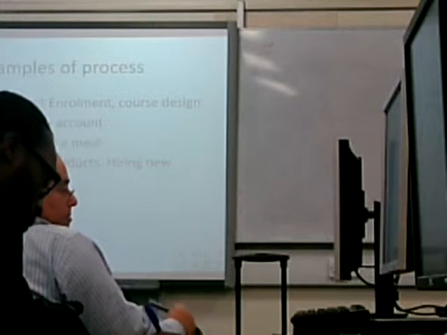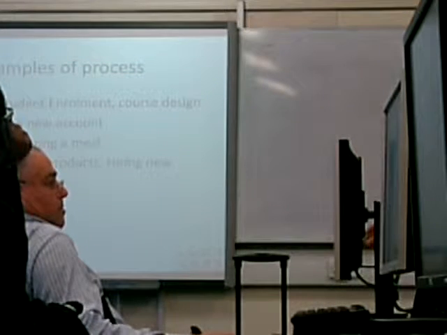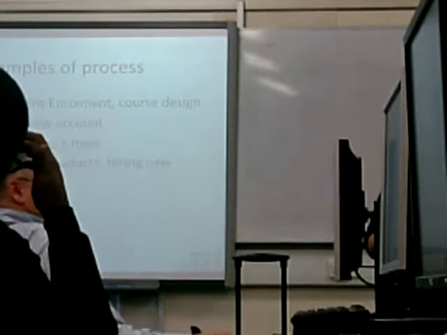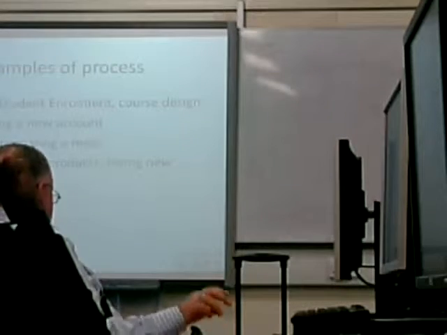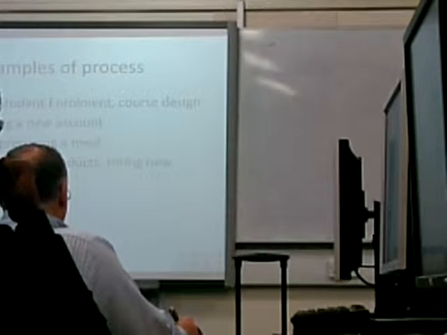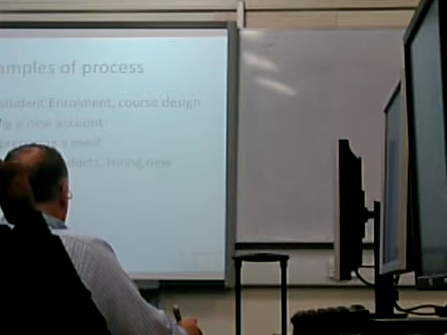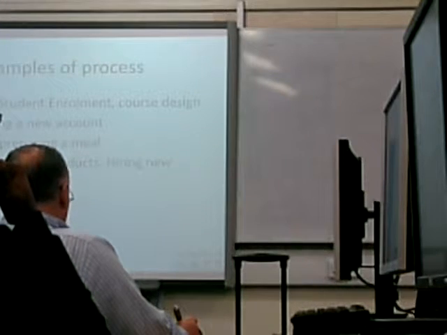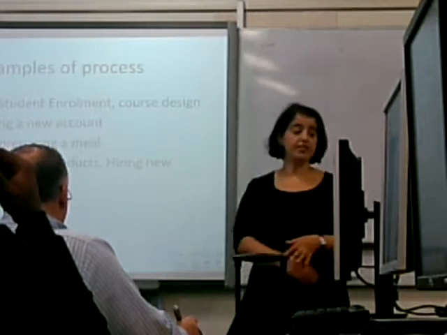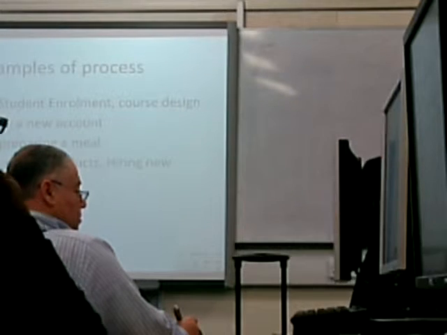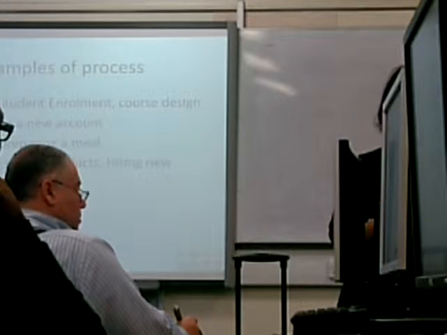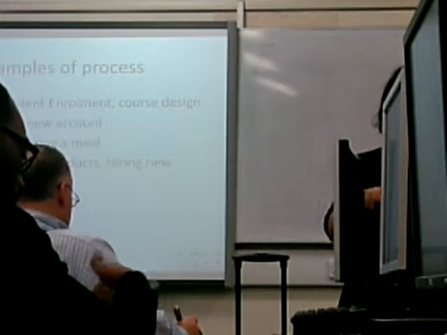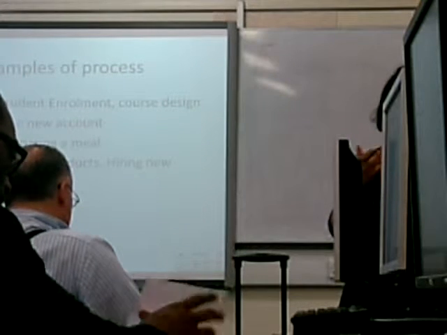Some examples of business process. If we talk about an area such as university, student enrollment is a business process, and the main objective of it is that at the end of this process, the student will be enrolled on a particular course. We have course design, and these are processes. It's a process that the university needs to go through in order to produce a product, which is a course.